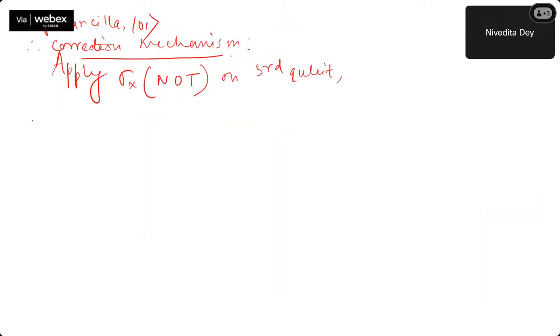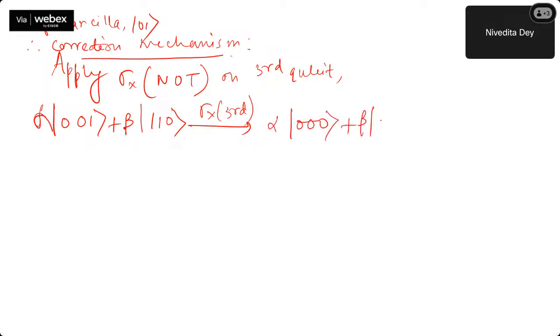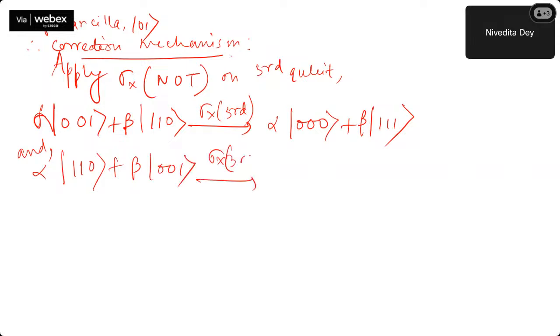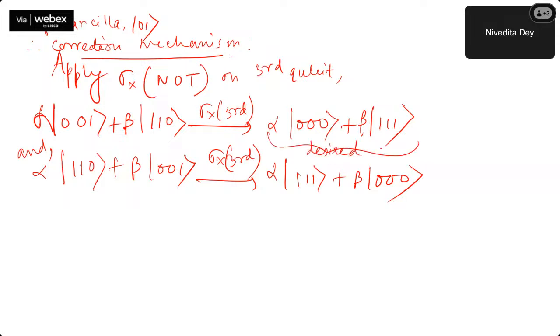Okay. So that means you will be getting alpha 0, 0, 1 plus beta 1, 1, 0. Sigma x on the third qubit will give you alpha 0, 0, 0 plus beta 1, 1, 1, and alpha 1, 1, 0 plus beta 0, 0, 1 with sigma x on the third qubit will give you alpha 1, 1, 1 plus beta 0, 0, 0. Okay. Now again you see it, this is the desired state. So this is a correct state. But this is an undesired one or it is an incorrect one.